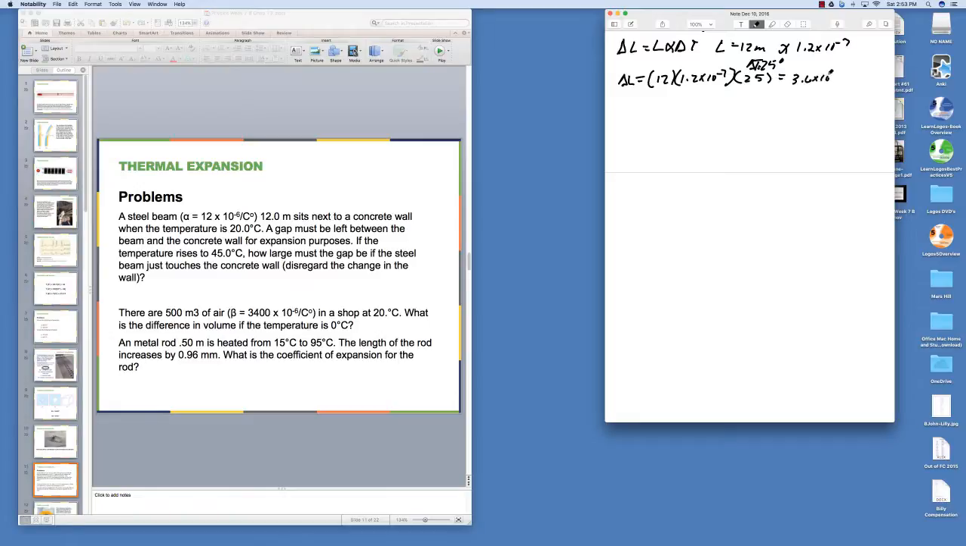And so the change here is going to be 3.6 times 10 to the minus 3 meters, or 0.36 centimeters. And so you have to leave a gap of approximately, let's say, 0.4 centimeters to ensure that the metal does not hit the wall. Now, if the wall has the same length and the same change here, then you'd have to double the gap because the wall would move toward the beam and the beam would move toward the wall.